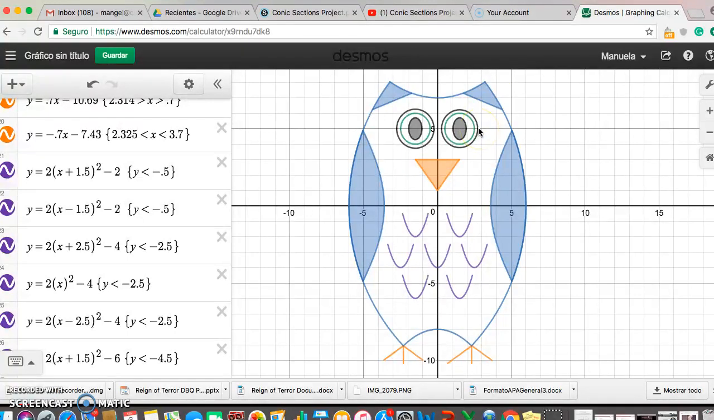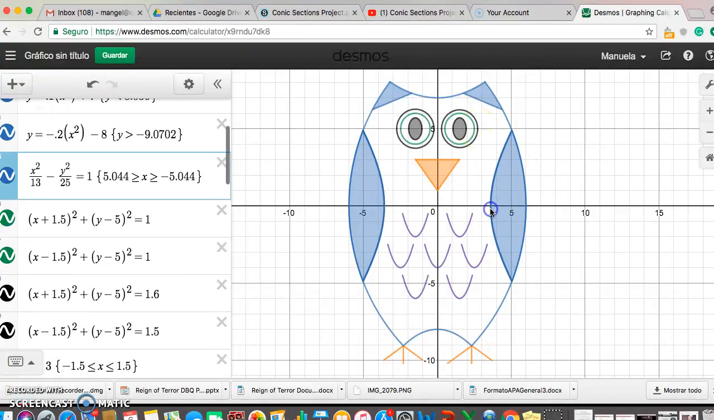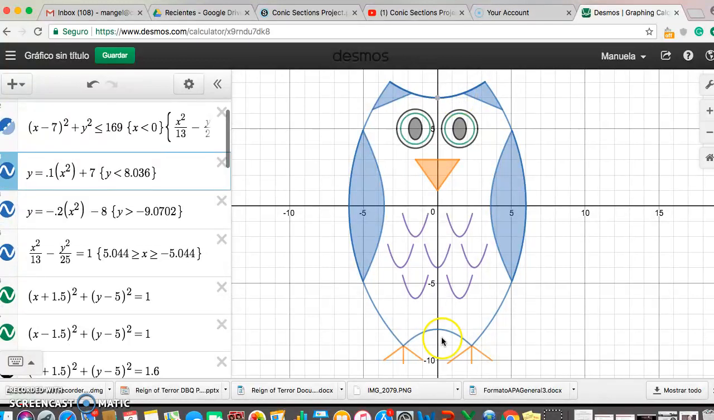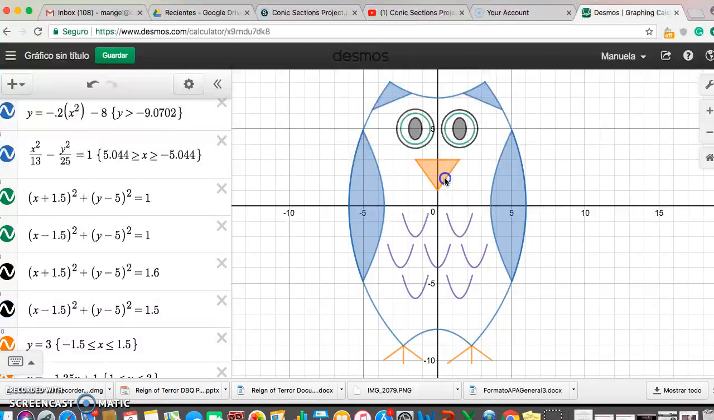In my drawing, I also have hyperbolas, which are the wings, ellipses, more parabolas, and more circles, and just simple lines.